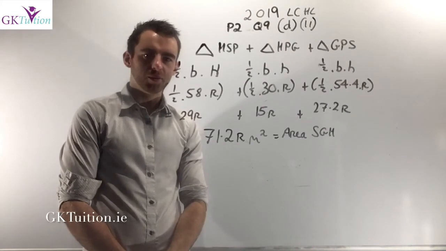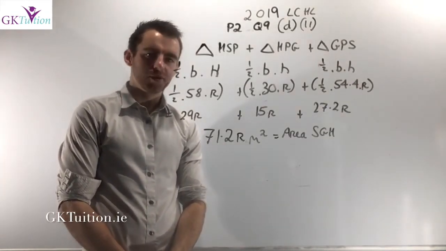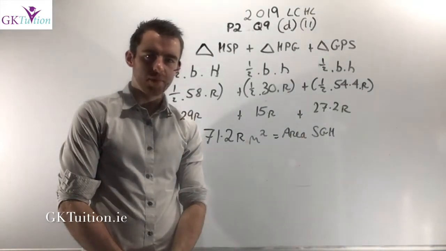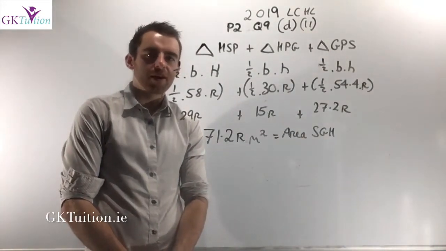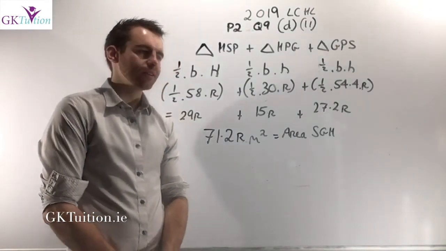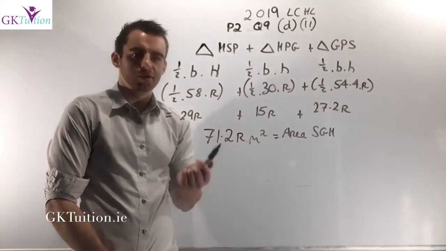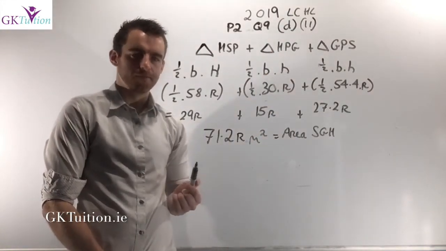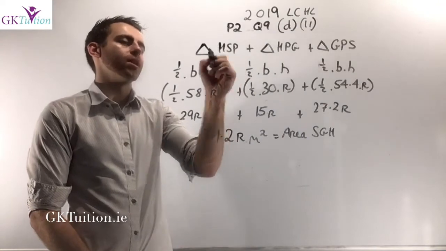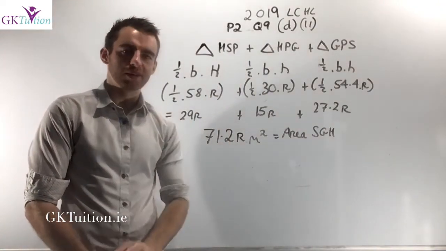In D part 2, we're asked to show that the area of the triangle SGH can be written as 71.2 OR. Now in part C, we've already found the area of the triangle by using half AB sine C. Clearly, in this case, I have to do it differently. You should assume D part 2 is related to D part 1. In D part 1, we worked out the area of SHP in terms of OR was 29 OR.